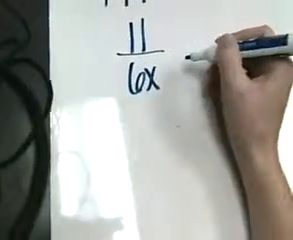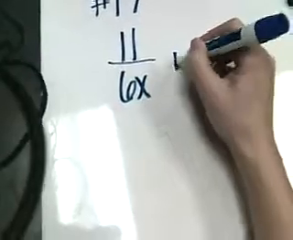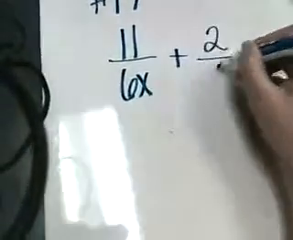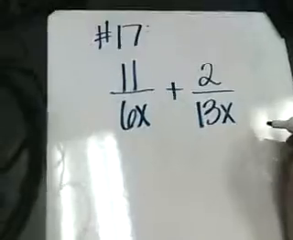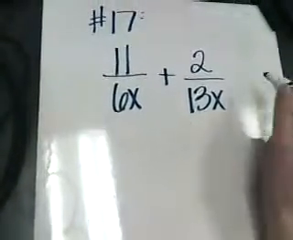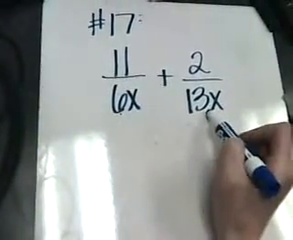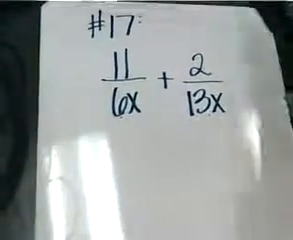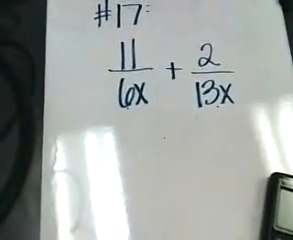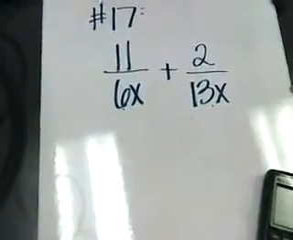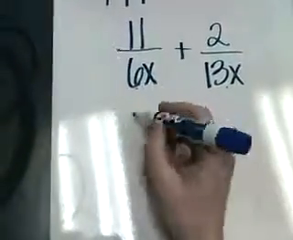Let's try that again. Let's look at number 17. Number 17 has 11 over 6x plus 2 over 13x. So again, obviously I don't have common denominators. I'm looking for what 6 and 13 both go into. 13 and 6 both go into 78.